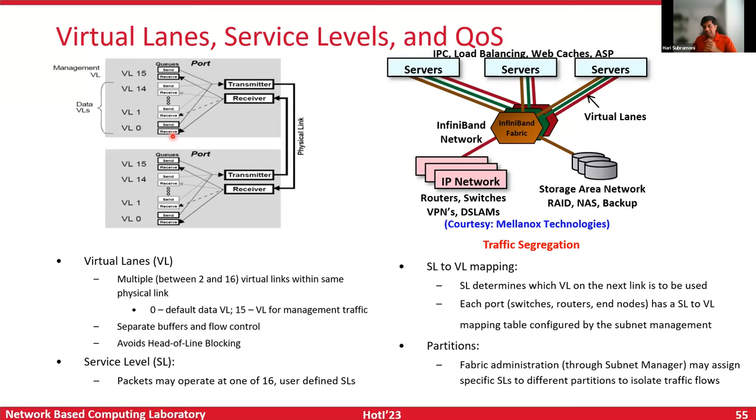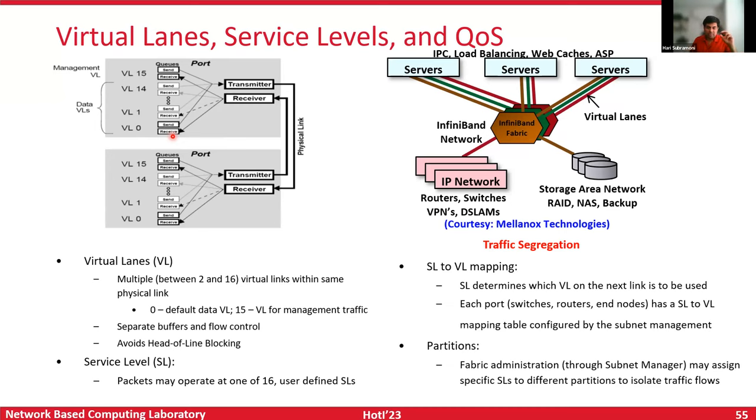Now, how do you tell the traffic that they have to use different paths? This is done by using service levels. So the network administrator is going to create a policy saying that, hey, end user, if you use this particular service level, then your traffic will be routed through this particular virtual lane. And this information is given to the end user.